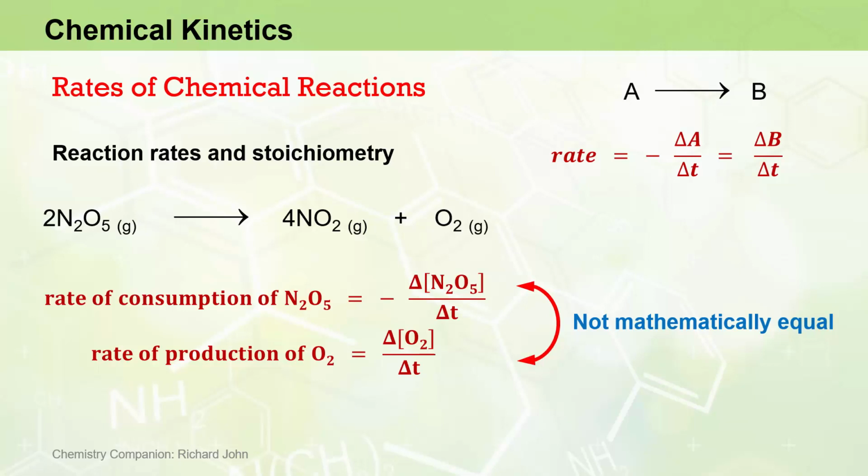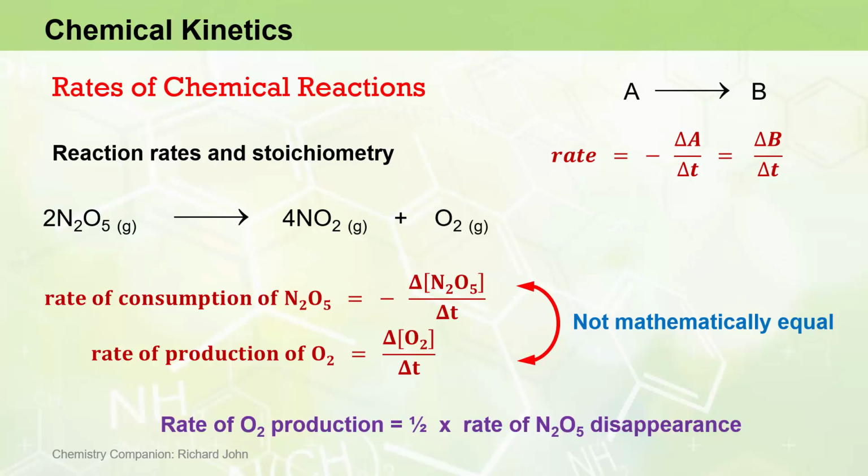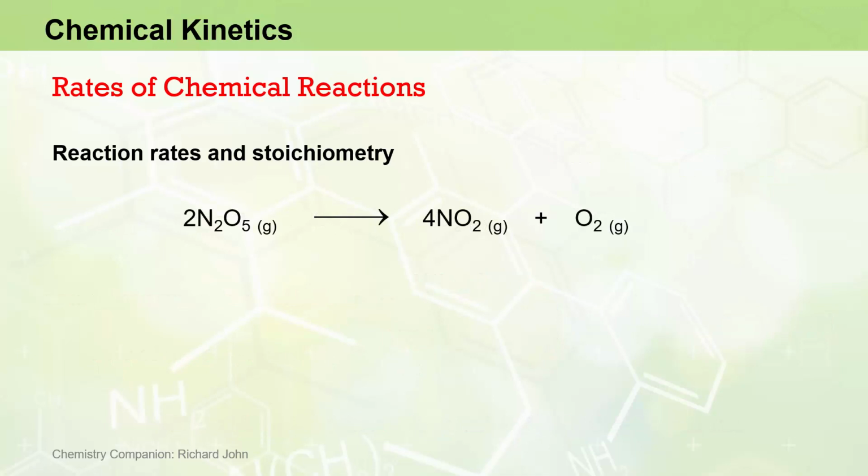If we take into account the ratio of the stoichiometric coefficients, we can see that for every 2 moles of N2O5 that are consumed in a given time period, only 1 mole of O2 is produced. The rate of production of O2 is therefore half the rate of disappearance of N2O5. To equate the rates in this case, we must take into account the stoichiometric coefficients and divide the rate of disappearance of N2O5 by 2, that is, the stoichiometric coefficient of N2O5 in the balanced chemical equation. So we get an expression for the rate being minus 1/2 times the rate of disappearance of N2O5. Remember, the minus sign is present because N2O5 is a reactant.